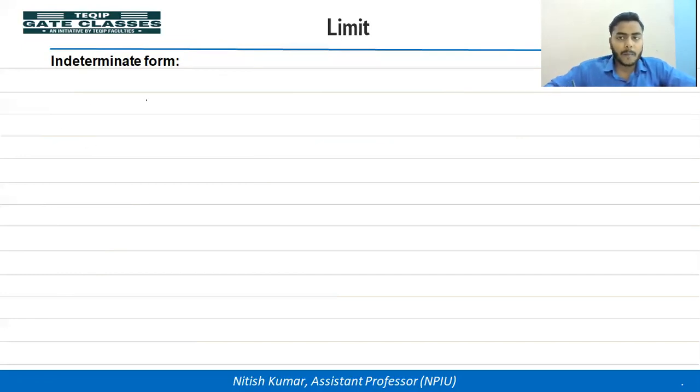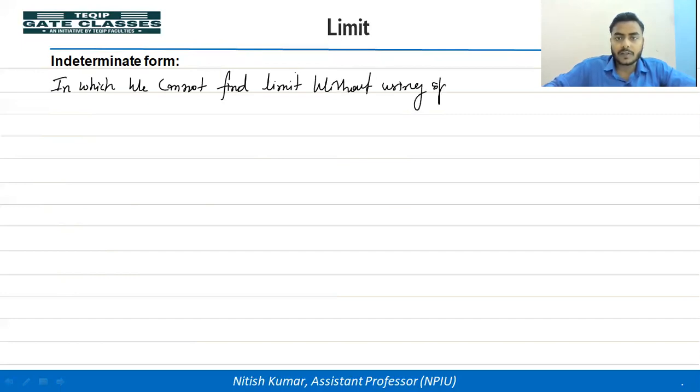What is indeterminate form? It is the form in which we cannot find the limit without using a special method. In this case, without using a special method, we cannot determine or calculate or judge what the limiting value will be, right? So that is called indeterminate form.